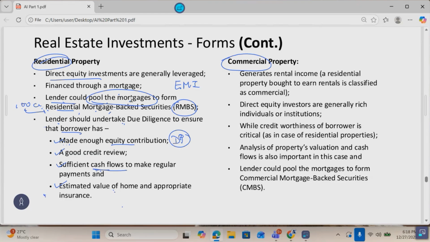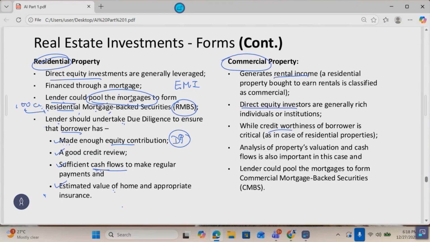EMI, mortgage, you'll have a pool, you'll have funding through an SPV. Now, commercial property on the other side. What is a commercial property? Office property, which will generate an income, right? So these are office premises. You can have a direct investment as well. Normally, creditworthiness is more critical, but you'll still have to analyze the property valuation.